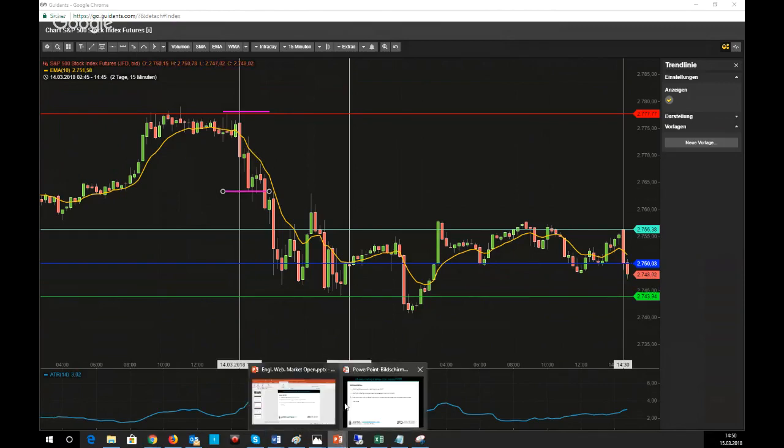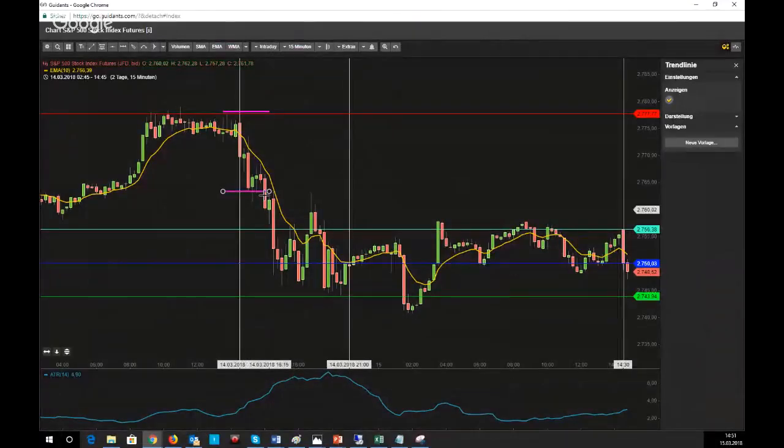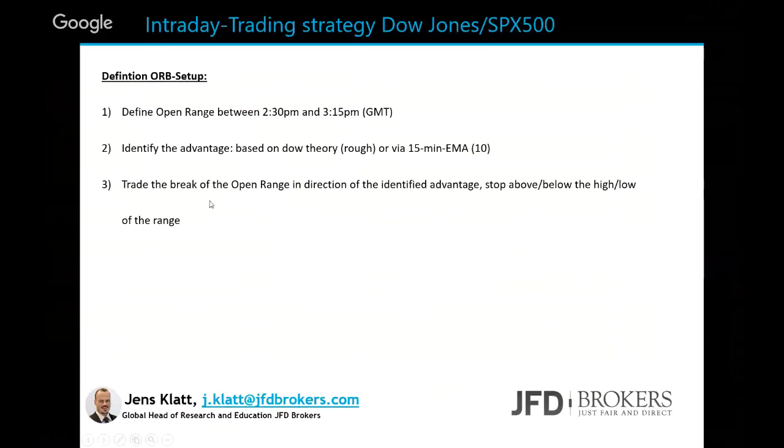So let's look at these rules again. So we wait for this open range to be defined, 230 to 315, respectively, yesterday 130 to 215, based on summertime. We are trading below the exponential moving average 10, meaning we're trading the short side. If we break out of this range on the downside, this is exactly what's happening here in this moment and during this candle. So the candle opens, the market pushes to new lows. This is where we are triggered. And here is where our stop is placed, because as you can see in point 3, trade the breakout of the range in direction of the identified advantage. So below exponential moving average 10, we're trading the short side. We're breaking on the downside.